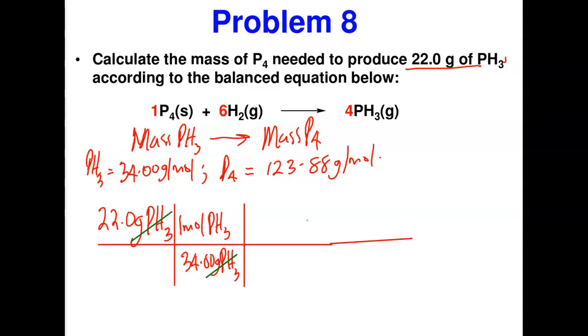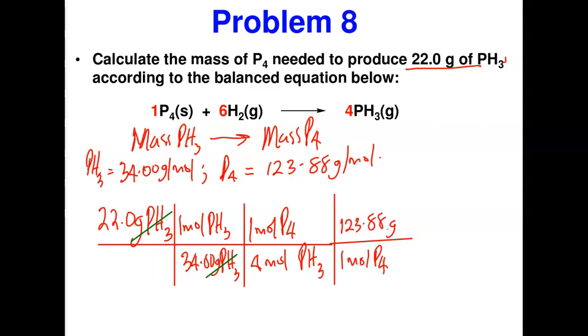So what next? We want to convert from moles of PH3 to moles of P4. So look at what it's going to be. What's the mole ratio here? Now, since we're looking for P4, P4 is going to be up. So it's going to be 1 mole of P4 is to 4 moles of PH3. And then we're going to convert from moles of P4 to mass using the molar mass. What's the molar mass of P4? It's going to be 1 mole of P4 will give us 123.88 grams of P4. So what does that tell you?